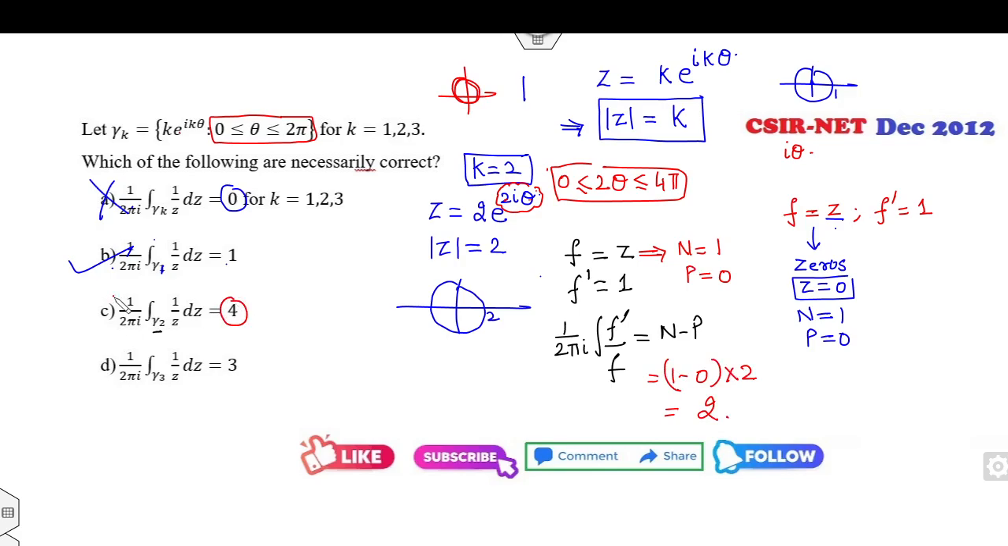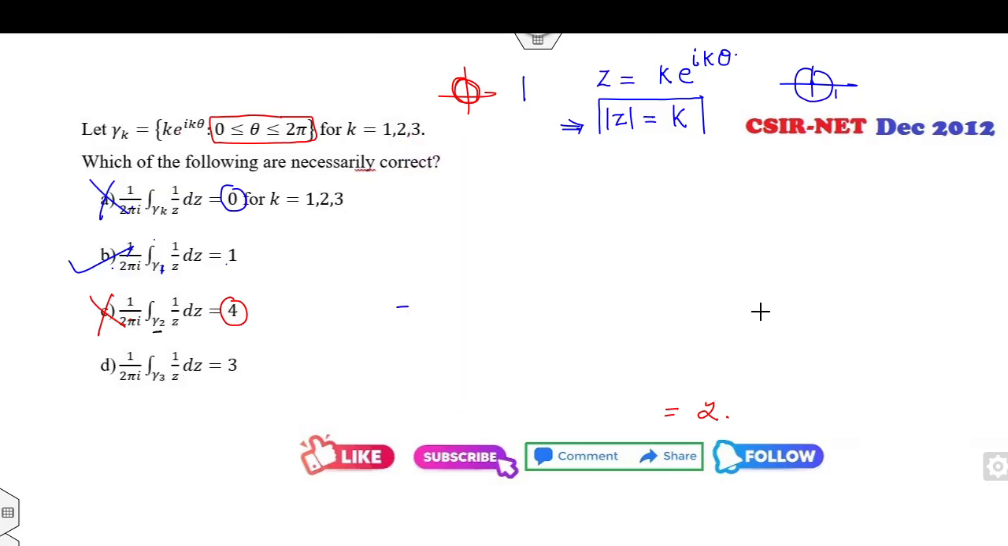But he said 4. That's the wrong answer. Now for gamma 3, that is when k is equal to 3, your z will be 3 e raised to power 3 iota. Your circle will be as such.